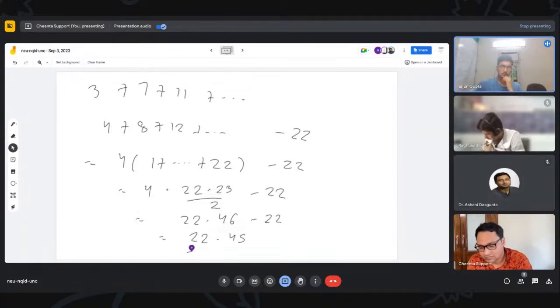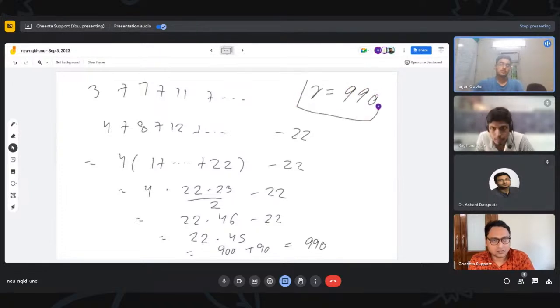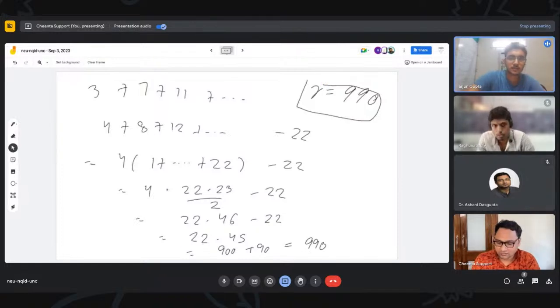And what is this equal to? This is 900 plus 90, which is 990. Am I right? Yeah, I guess so. So our R is equal to 990. But remember, this is not our final answer. In the question, let me go to the first slide and tell you the original question.